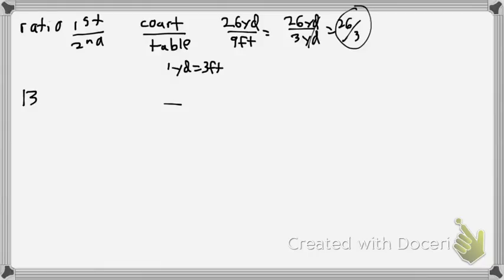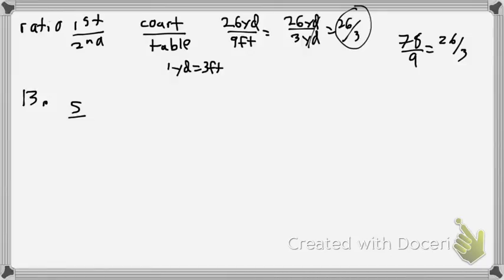Now notice if we had gone the other way. If we had changed 26 yards into feet, we go 26 times 3. That would give us 78 over 9. And all we'd end up doing is then redividing by 3 and get back down to 26 over 3. So 26 over 3 is the correct answer. So looking at number 13.